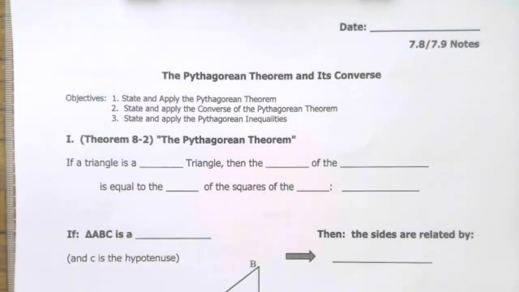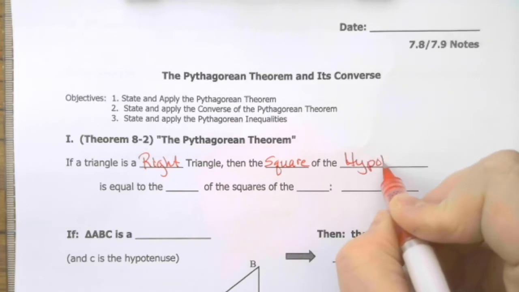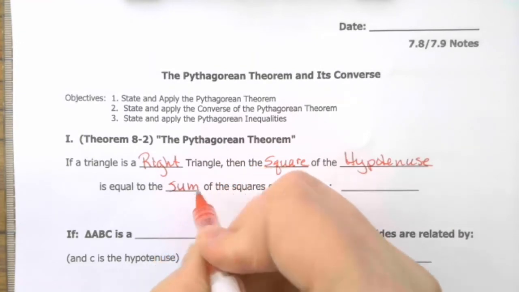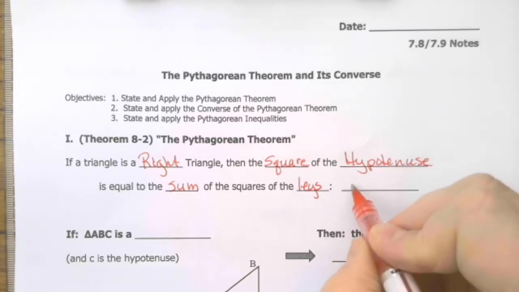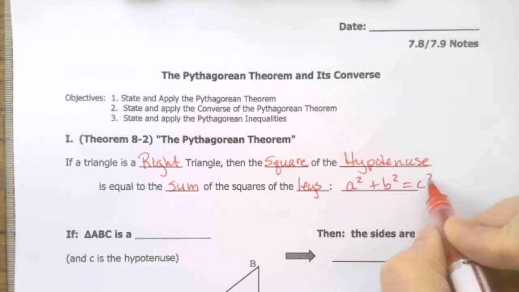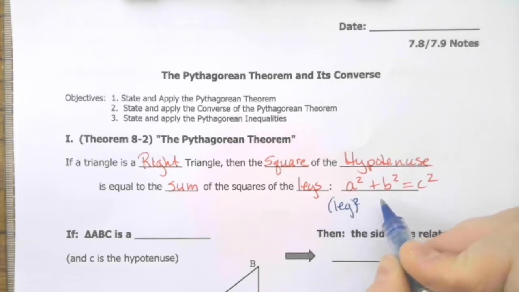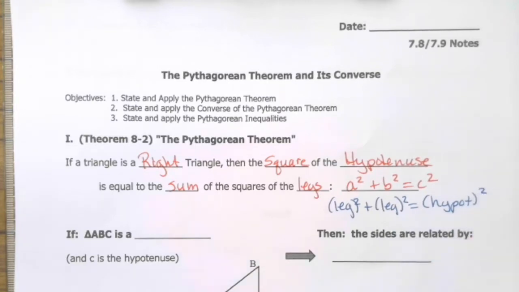Pythagorean Theorem. If a triangle is a right triangle, then the square of the hypotenuse, which is the longest side, is equal to the sum of the squares of the legs. And the formula is a squared plus b squared equals c squared. So a and b would be legs. So this is legs squared plus a different leg squared equals the hypotenuse squared.